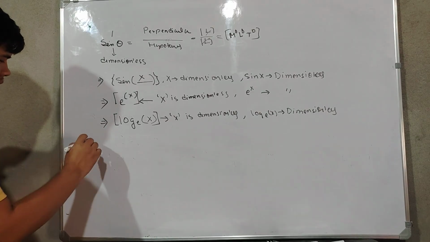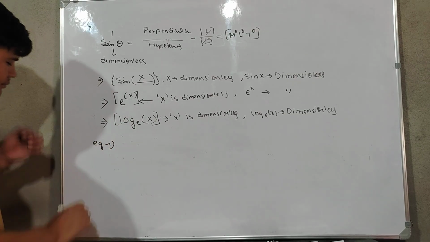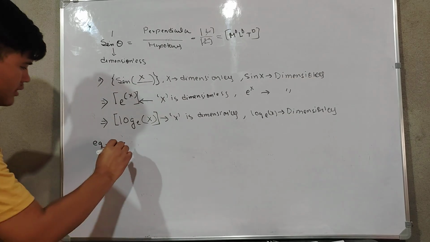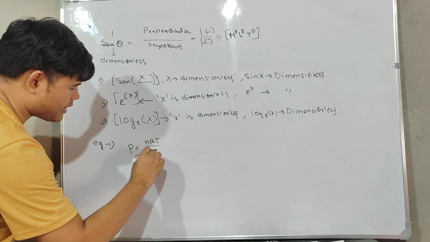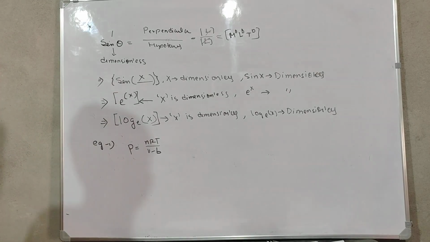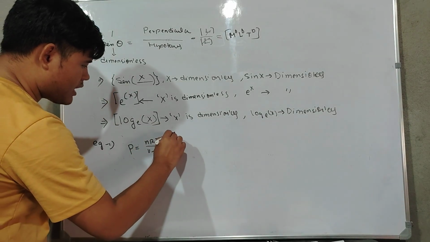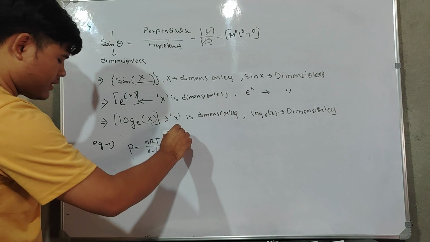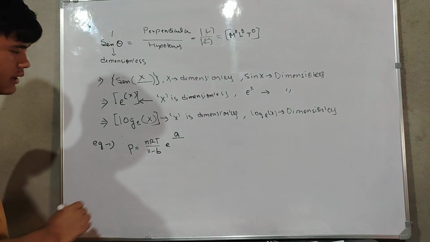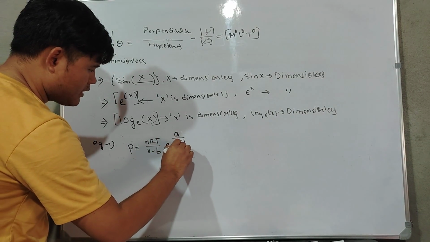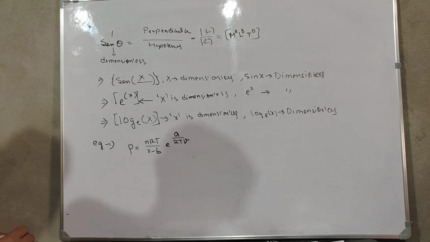Okay, let's do one example. Suppose the question is like this: P is equal to nRT by (V minus b) times e to the power a by RTV.